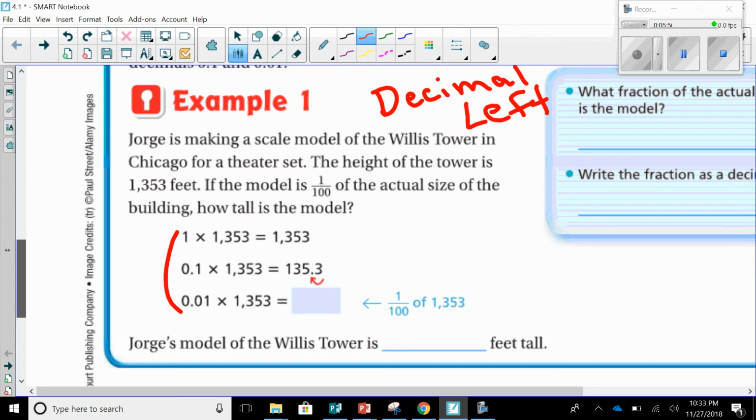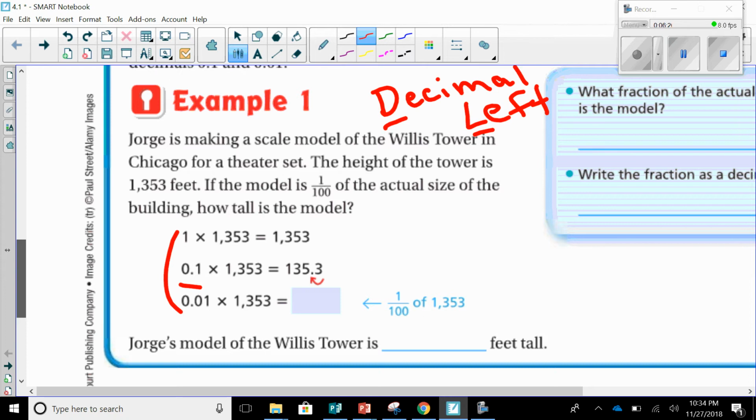So again, we're going back to our alphabet. D and L are towards the beginning of the alphabet, which if I went from D to L, I'm going to move to the left towards the front of my number. So if I look at 1 times 1,353 equals 1,353. So if I have 0.1 times 1,353, I am going to look at it another way here.